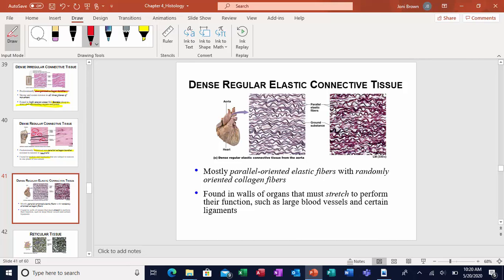Dense regular elastic connective tissue, obviously, is going to have a lot of elastic fibers, and they're parallel oriented. You can see them. It's going to be a squiggly line, but it's parallel. You find it in organs that must stretch. Large blood vessels have them. Some of your ligaments have dense regular elastic connective tissue.